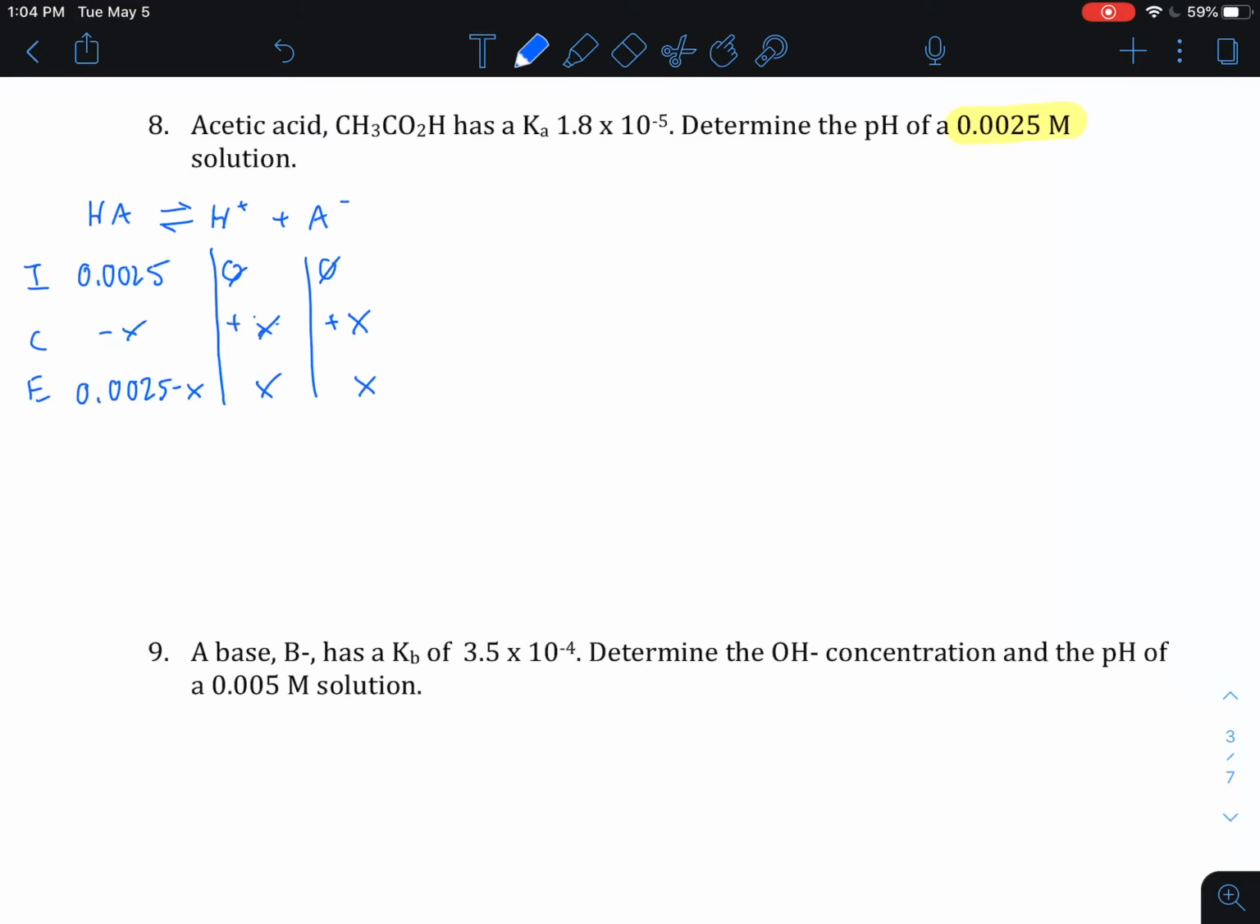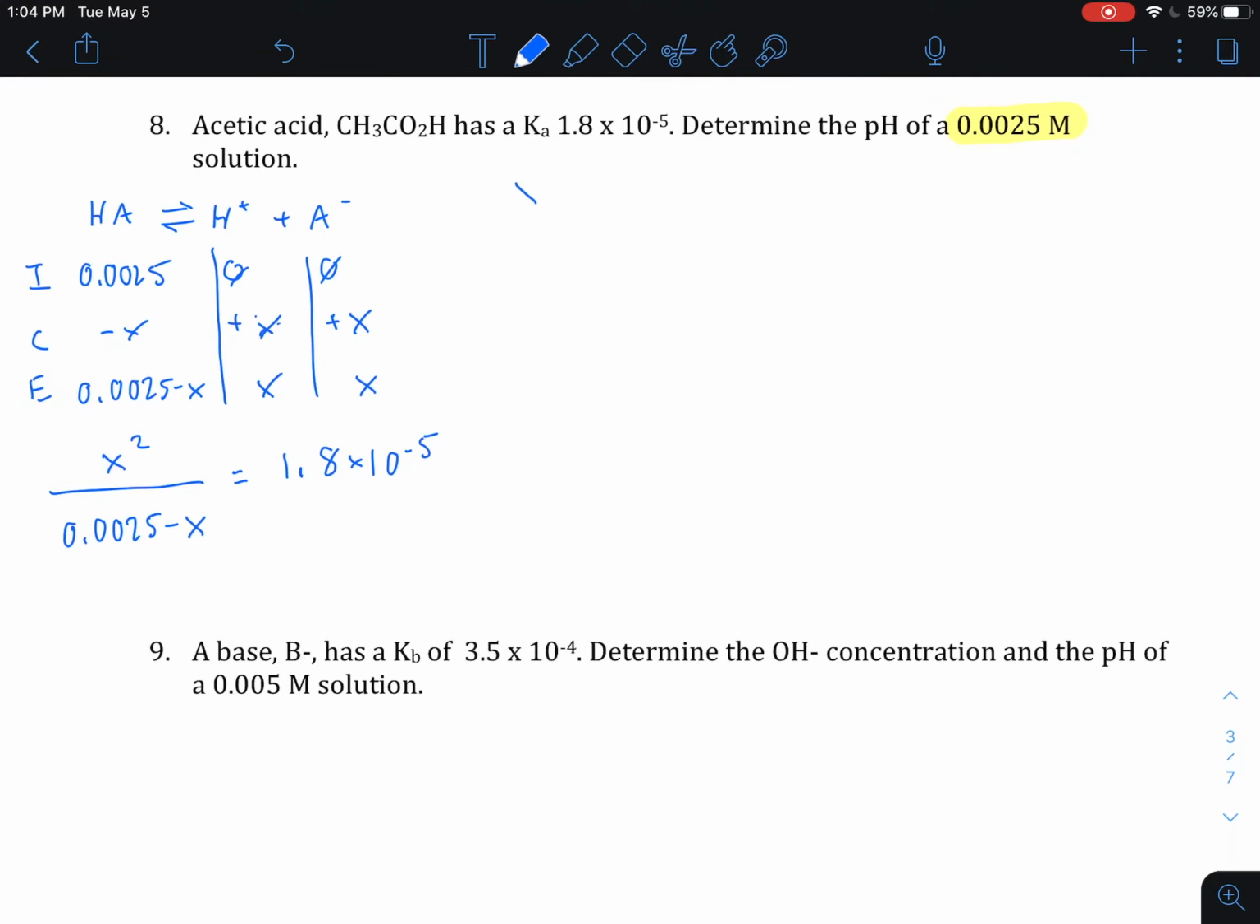And so it becomes 0.0025 minus x, x, x. So we should get from this x squared over 0.0025 minus x equals 1.8 times 10 to the negative 5.